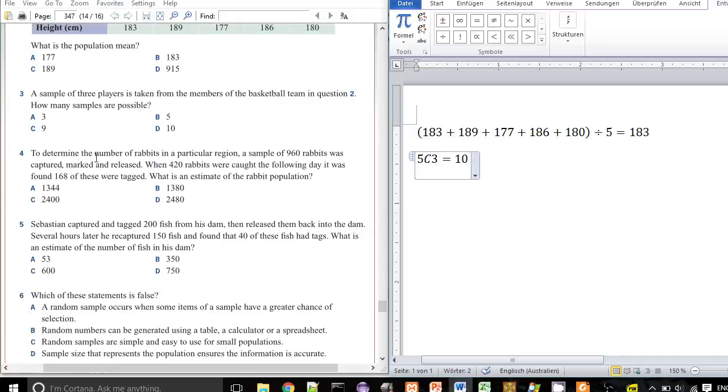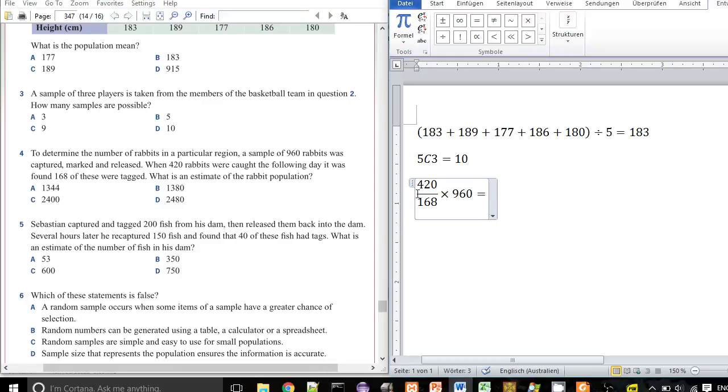Alright? Alright, to determine the number of rabbits. My favorite. Okay, so there are 960 definitely tagged. Okay, I like thinking of it as a ratio. So 420 compared to 168 is sort of the ratio of how many there actually are compared to the tagged. Okay, that's the ratio. If we times that by, we know there's exactly 960 that are actually tagged. That should estimate the population.